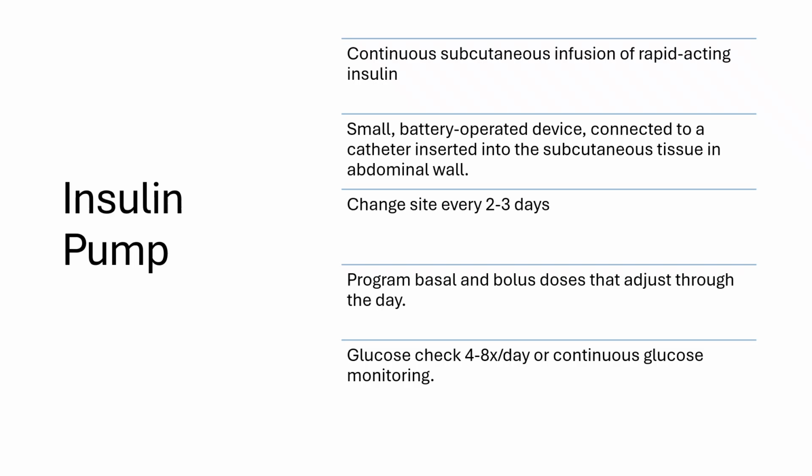An insulin pump is a continuous subcutaneous infusion of rapid acting insulin. It's small, it's battery operated. The device is connected to a catheter inserted into subcutaneous tissue in the abdominal wall. Some pumps don't have tubing, they're tubing free. Patients would need to change the set and the site every 2 to 3 days. There's a program for basal and bolus doses that increase or decrease throughout the day based on the carbohydrate intake, the activity, potentially illness. They check the glucose 4 to 8 times a day, or they have continuous monitoring.